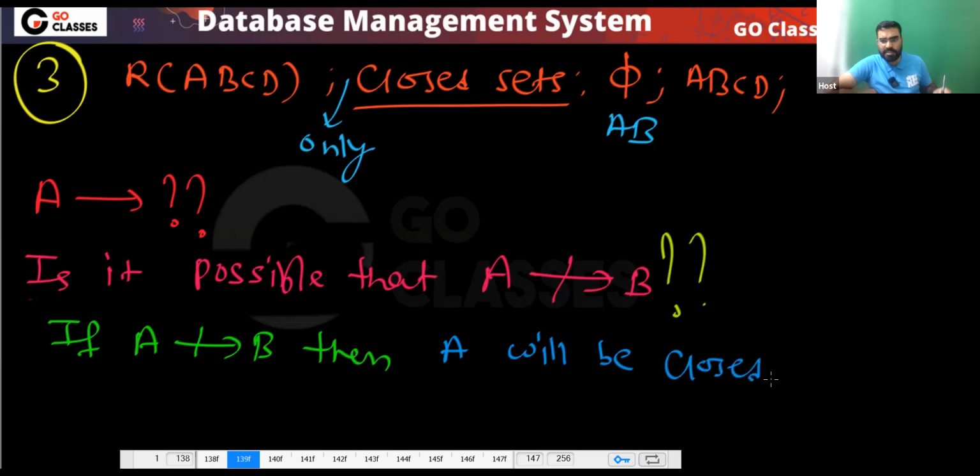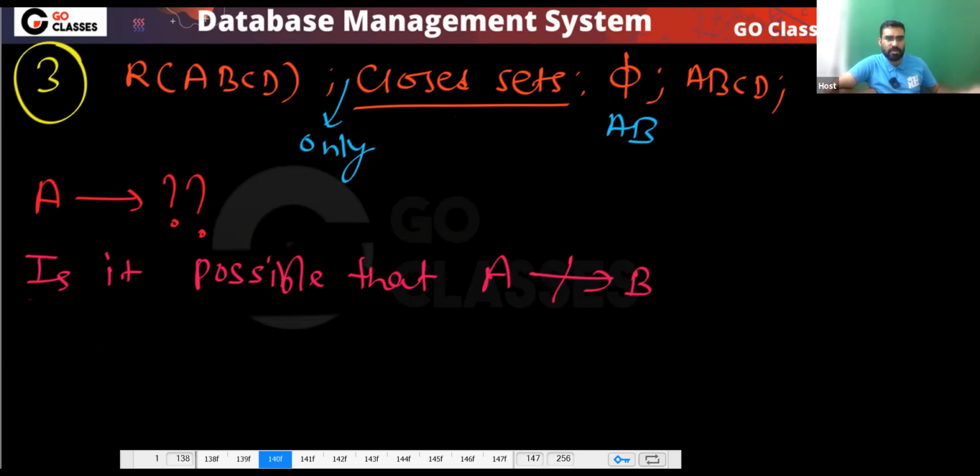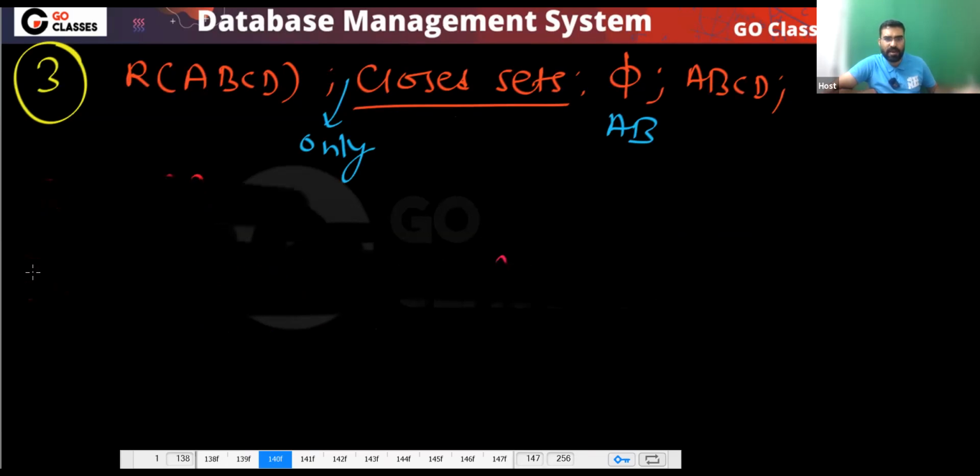Because A cannot bring C, A cannot bring D. If A cannot bring B, then A will be closed, which is a contradiction, which is a problem, because the question is saying that this is not closed. So A should determine B. So is it possible that A does not determine B? This is not possible.